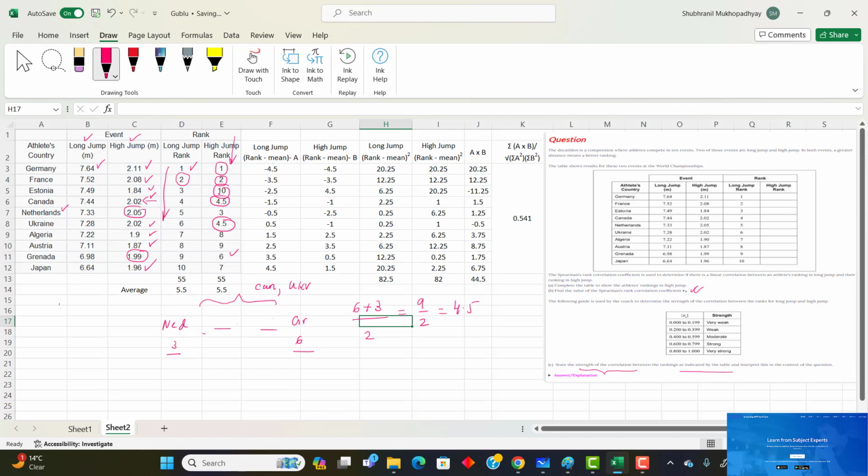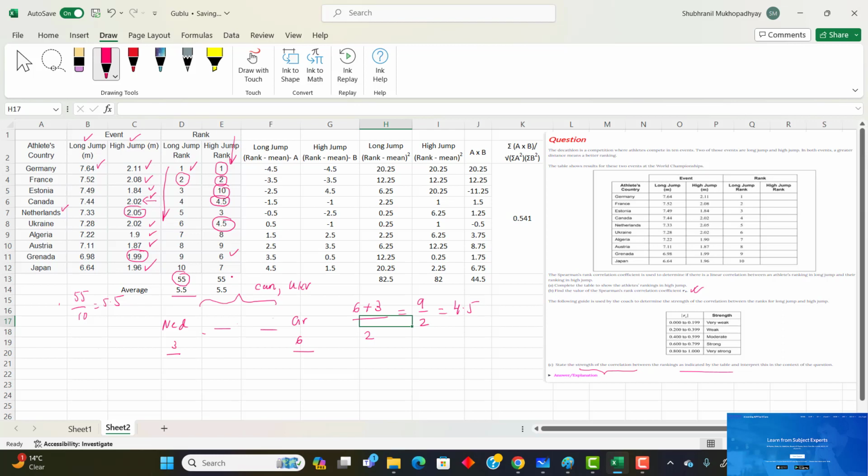Now once we have ranked the countries in the category of high jump, we will now have to find the Spearman rank correlation coefficient. What you will need to do is first find the average of the ranks in the long jump category and then the average of the ranks in the high jump category. If you add all the ranks in the long jump category, the total value comes out to be 55. And since there are 10 countries participating in both these events, if you divide it by 10, the average rank comes out to be 5.5.